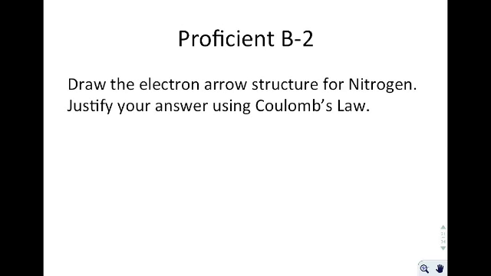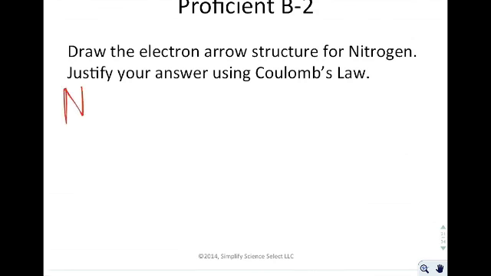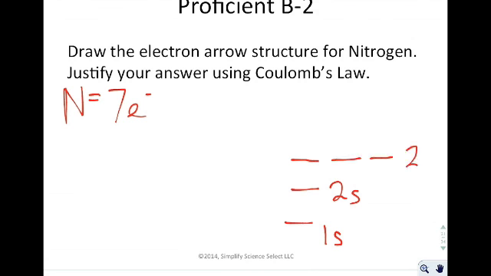Now this one says draw the electron structure for nitrogen and justify your answer using Coulomb's law. Nitrogen has 7 electrons. I know that because it has 7 protons according to the periodic table. You can also look at the general shape of it. Nitrogen has the first energy level, the 1s orbital. The second is the 2s orbital. Then we get to the 2p orbital, and remember the 2p orbital has 3 suborbitals.